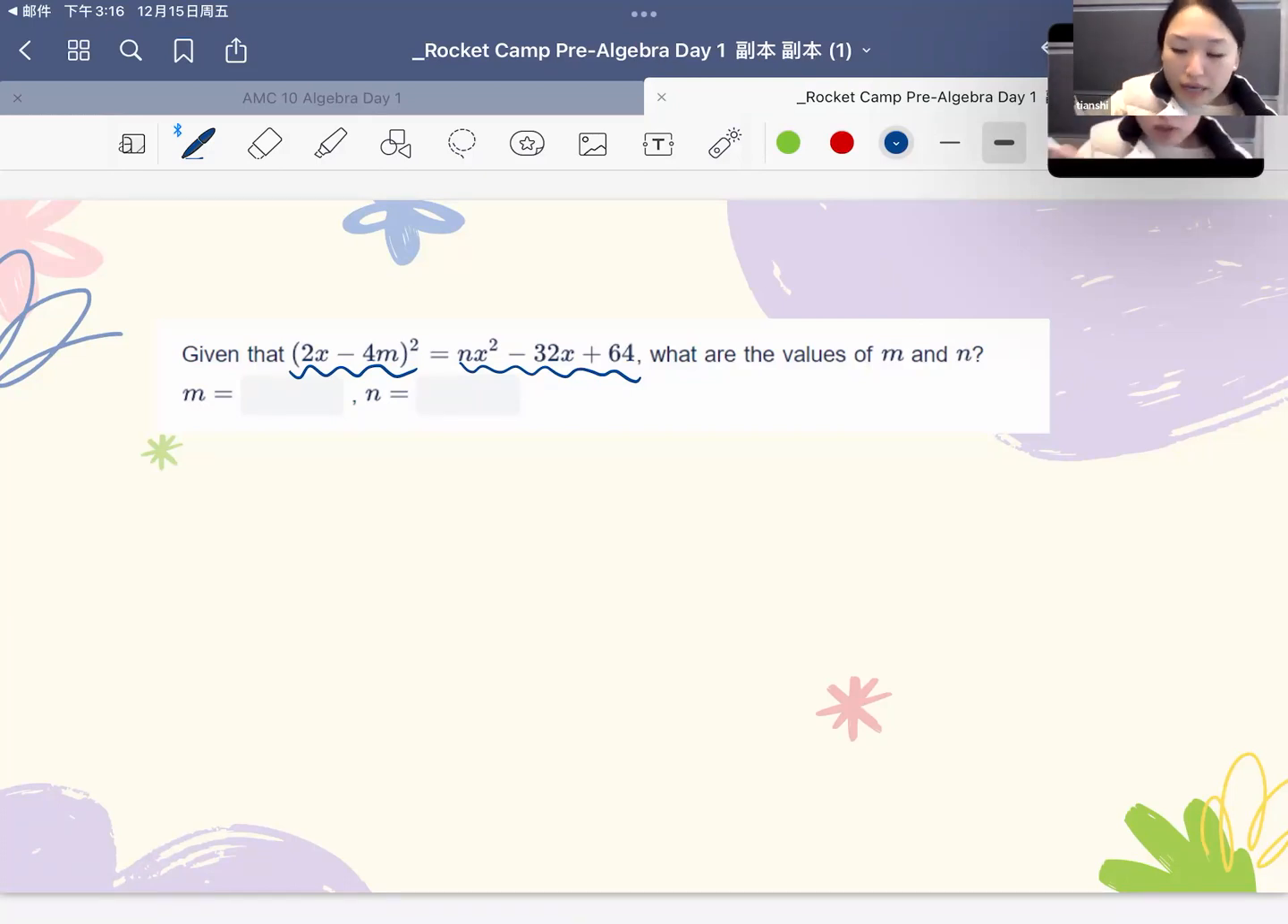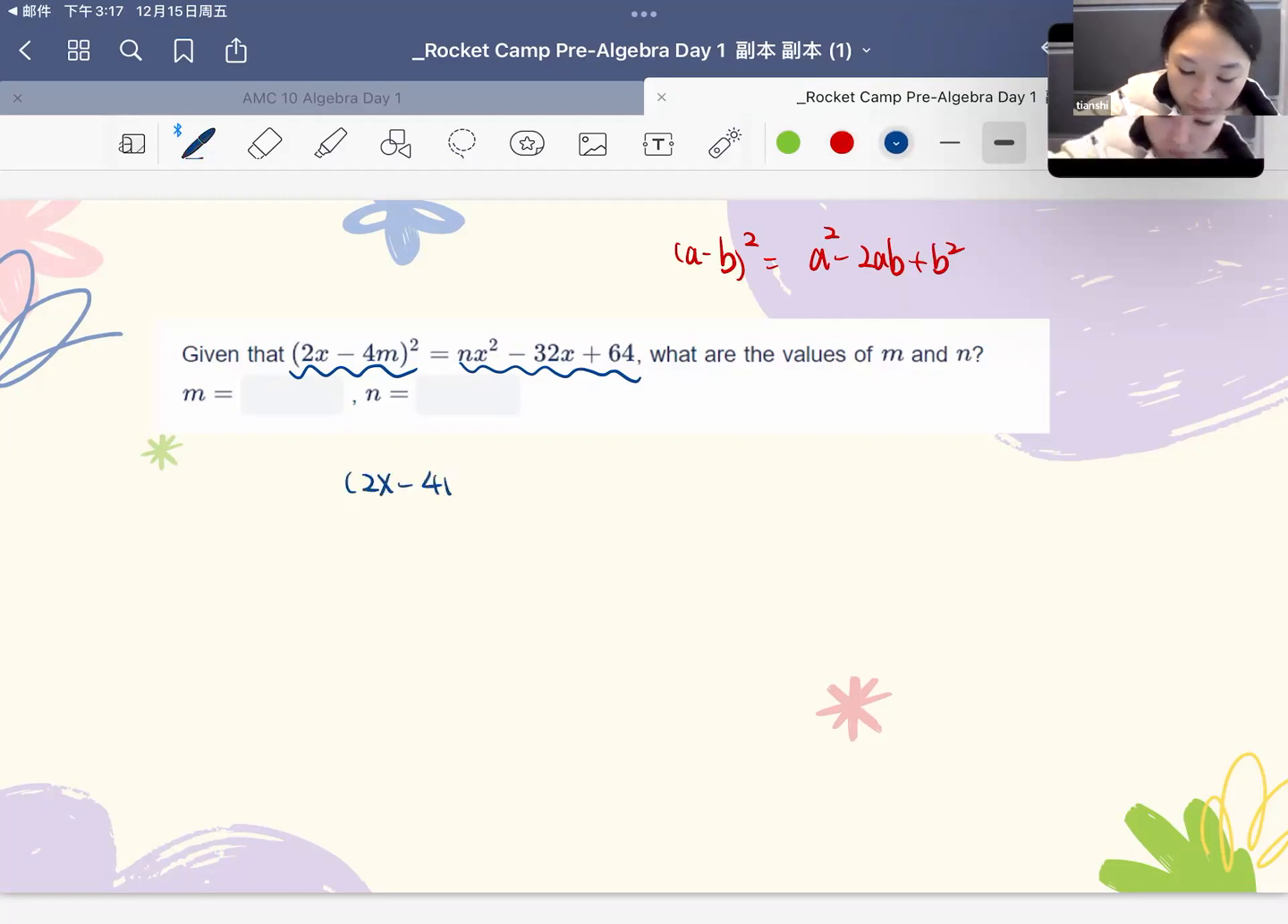So here is the perfect square formula. Is there anyone who still remembers this formula? (a minus b) squared is a squared minus 2ab plus b squared, right? And then we can just follow the rules to expand this one. So (2x minus 4m) squared.